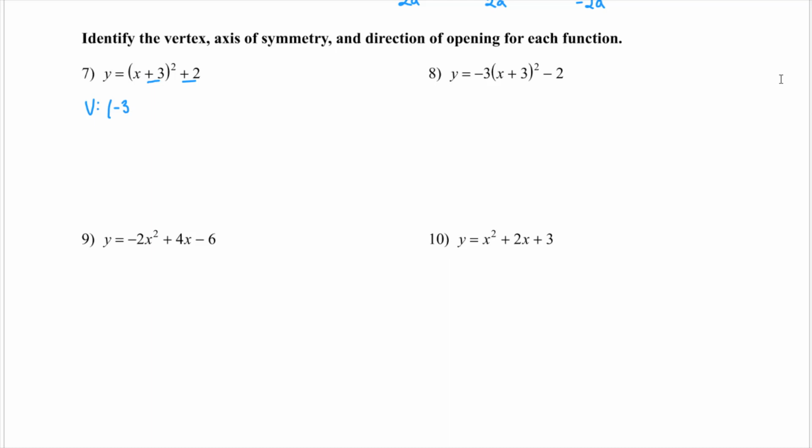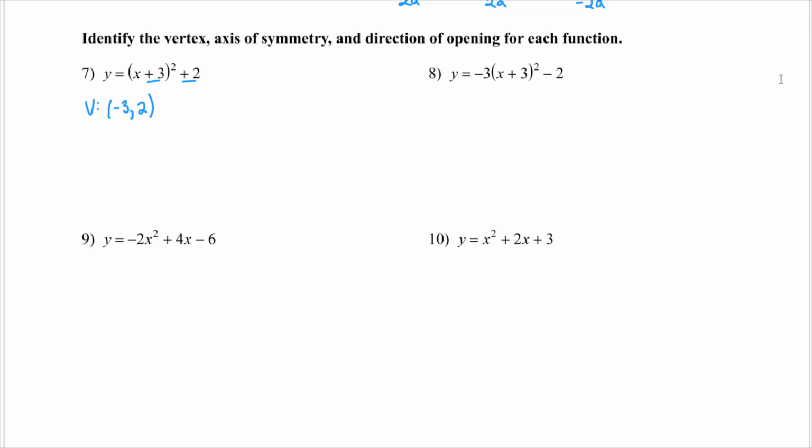It's telling us to go up 2, so negative 3 comma 2 is our vertex, because normally it's at 0, 0, but we're moving it left 3 and up 2. So it's just the opposite of what's inside the parentheses, and it's the actual thing. Did I say outside? It's the opposite of what's inside the parentheses, and it's what's actually outside the parentheses.